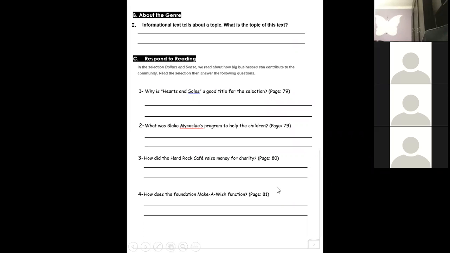About the genre now. Informational text tells about a topic. So as you know, every informational text talks about a topic and it gives information. What is the topic of this text? Your text, Cents and Dollars. If you remember, your text Cents and Dollars talked about business. What was the topic of that text?